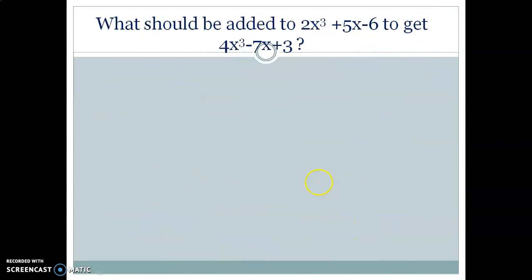Now the next question is, what should be added to 2x cube plus 5x minus 6 to get 4x cube minus 7x plus 3? Here are you going to add these two expressions? No. Understand this concept. What should be added with 2x cube plus 5x minus 6 to get 4x cube minus 7x plus 3? I don't know what is this box. So what should I do with this expression and with this expression? Yes, we have to subtract.